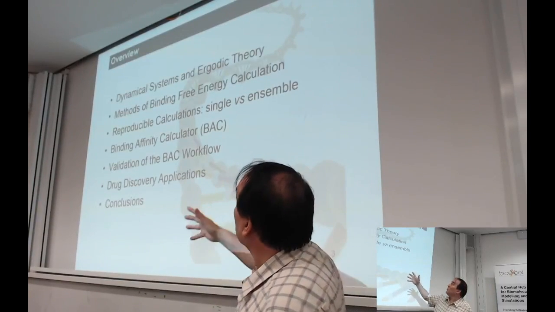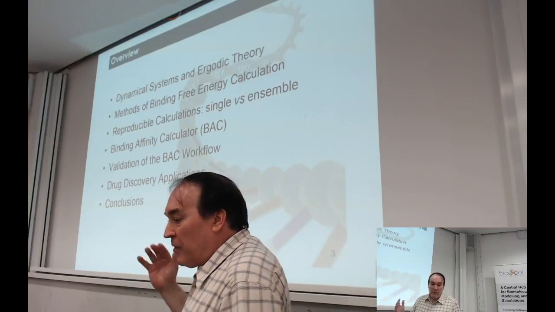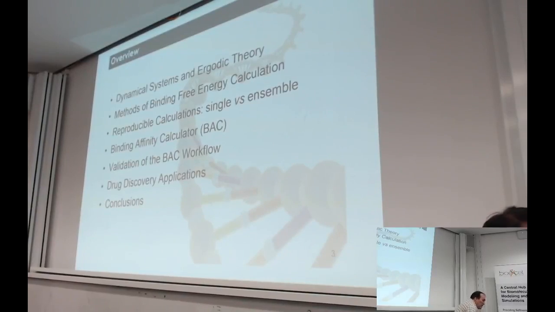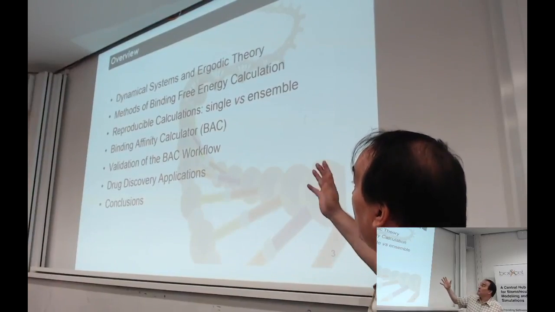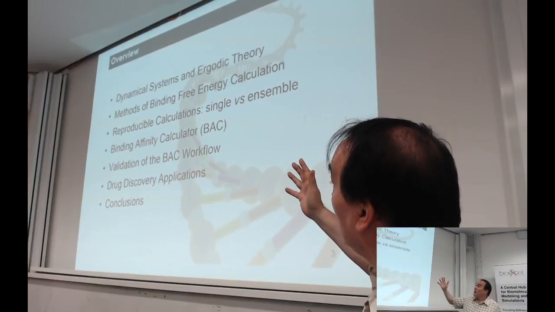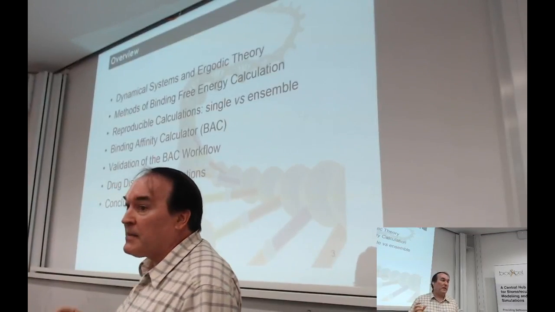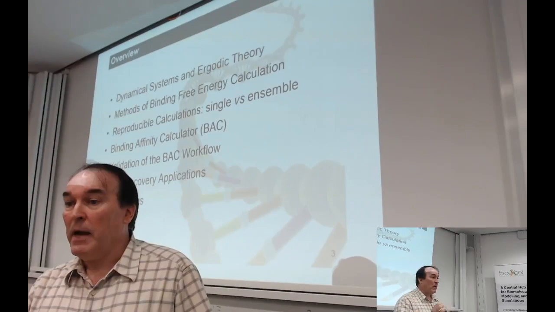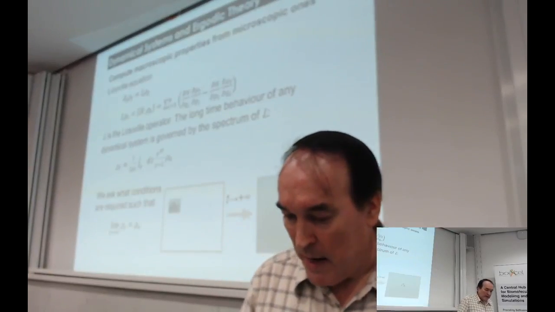I want to talk about the relationship between dynamical systems and ergodic theory, which is often used to justify how we compute properties at macroscopic level. Then the methods of binding free energy calculation, what we do to ensure they're reproducible, how we set these up so that they run in an automated way, so I can get answers in hours, not days or weeks.